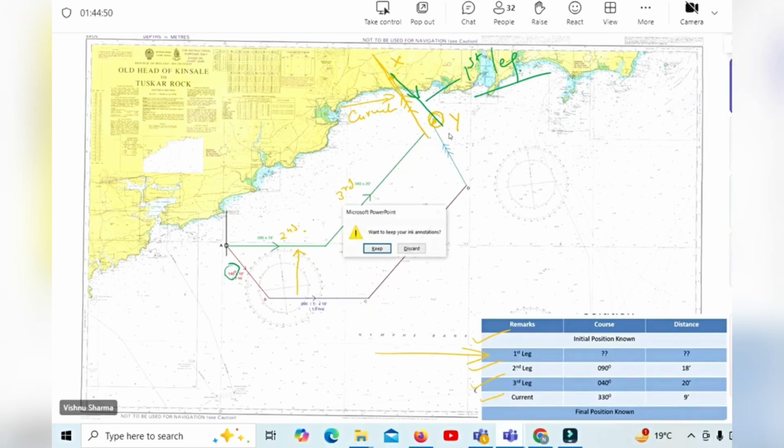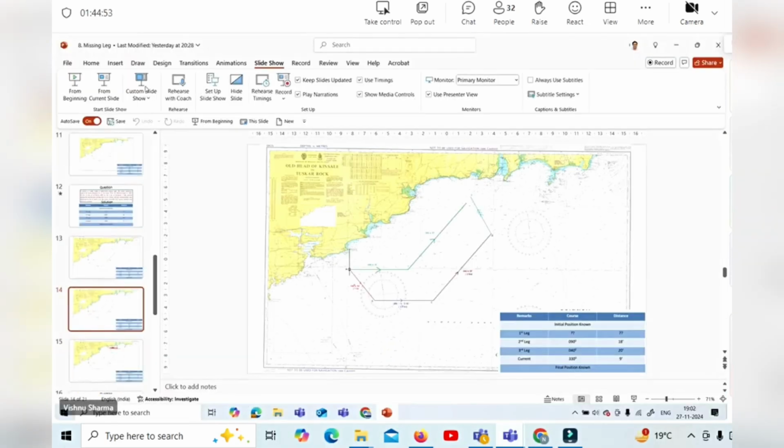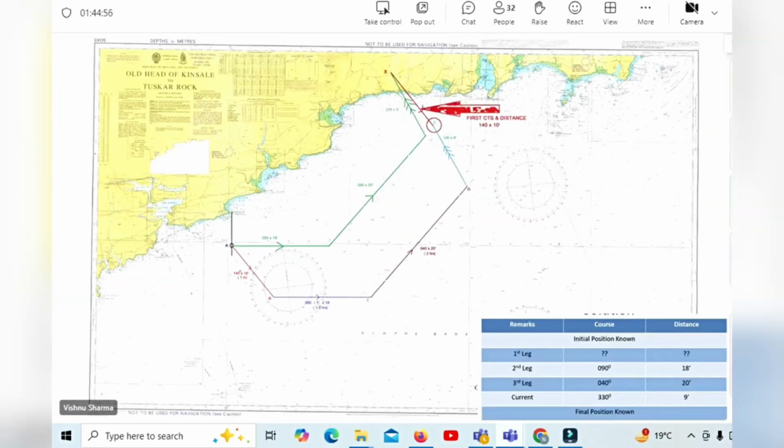Let me clear and show the thing now. Correct, beta? X to E is the first CTS and distance of 140 by 10 miles. Yes or no? What would have brought the ship from X to E? Will be the first CTS. Right? Does everybody agree? Yes, sir. And so what happened? We skipped the first leg and we got it at the end. In the end, we got the missing first leg.